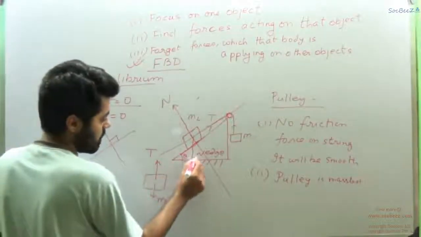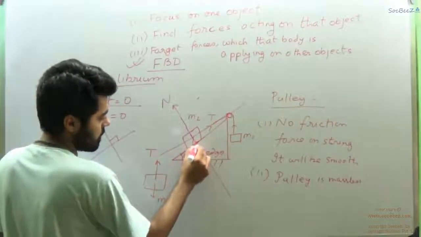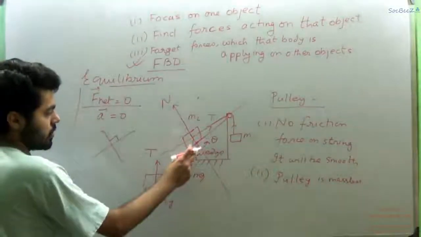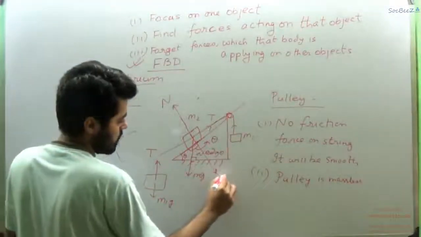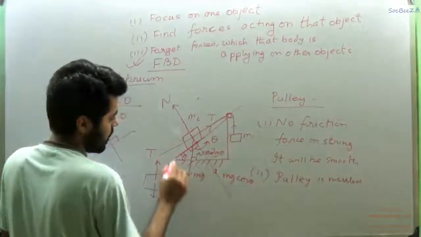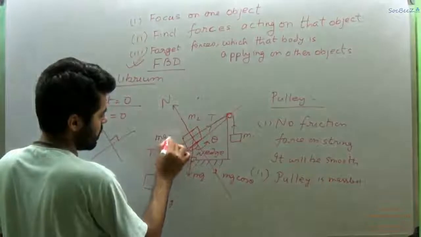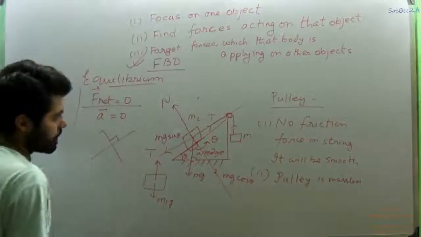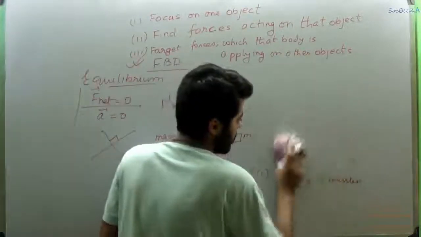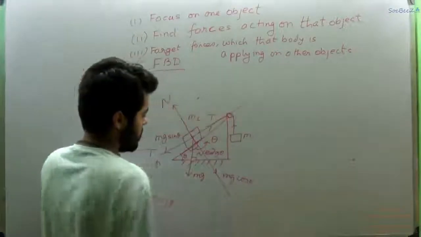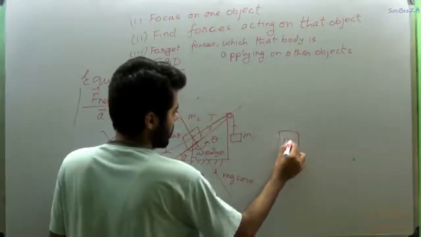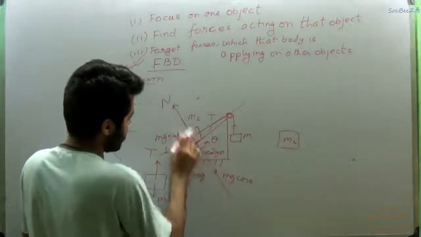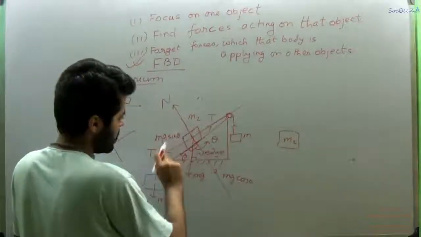So if this is theta, this will be 90, this will be 90 minus theta, which means this will be your theta. So this will be your mg cos theta, and along this will be mg sin theta. You can rub this part. For the object M2, the forces are mg cos theta and normal, and then T and mg sin theta.